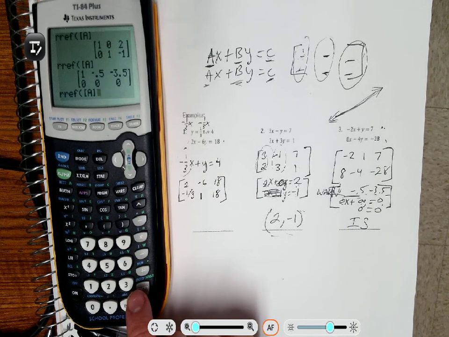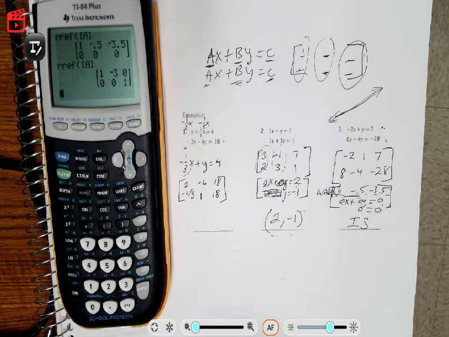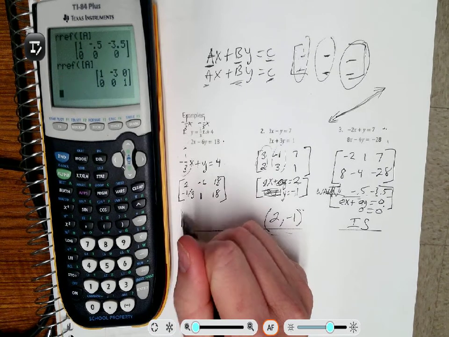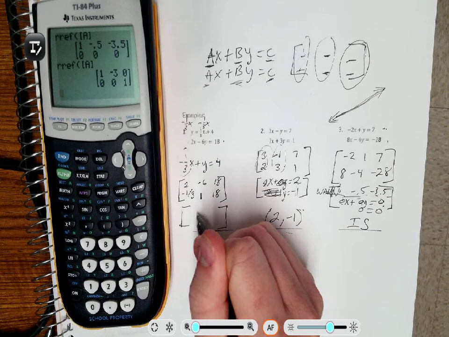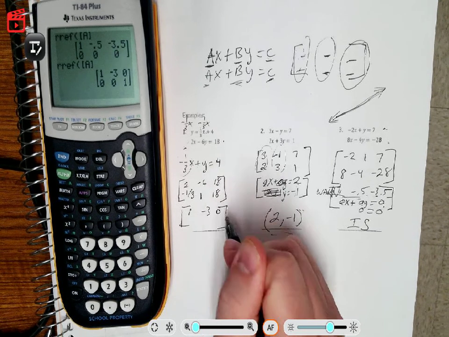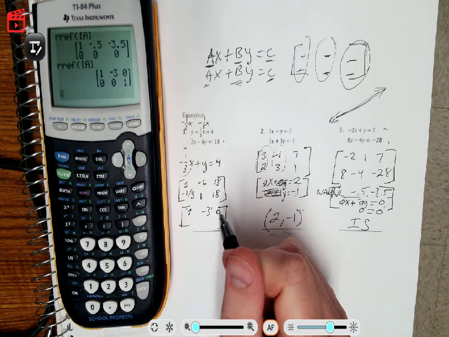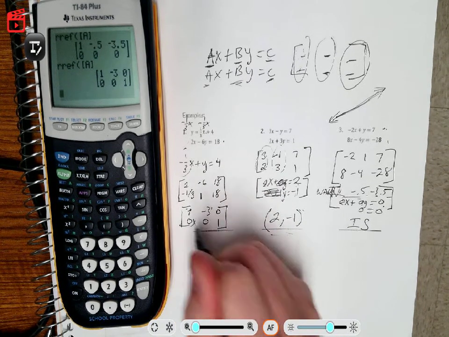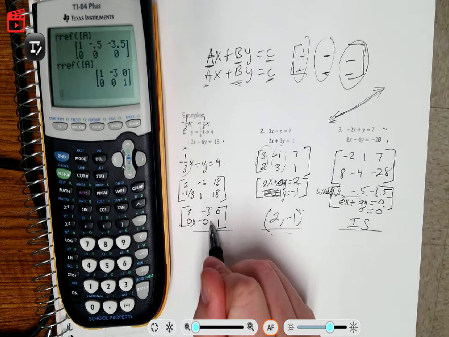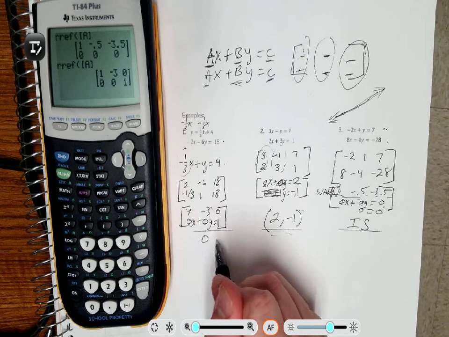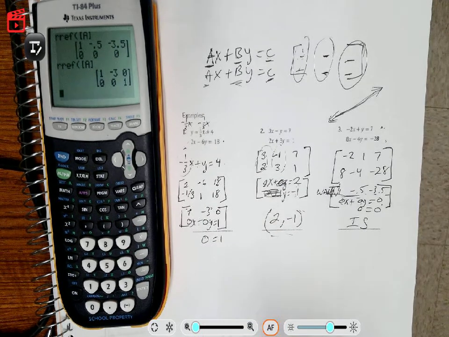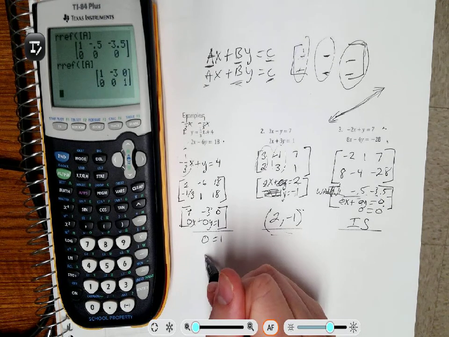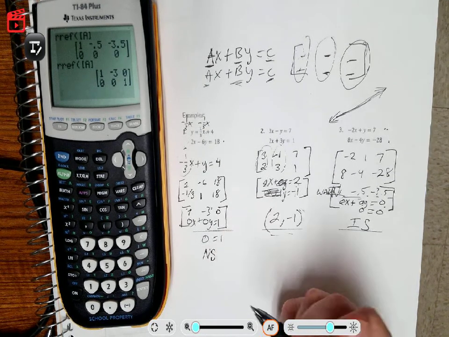And check out what happens here. We have more stuff across the top that's saying warning, warning, warning, because these two aren't 0, or one of them isn't 0. Then we have 0, 0, 1 across the bottom, which stands for 0x plus 0y equals 1, or 0 equals 1. That's not a true statement. So we have to call that no solution.